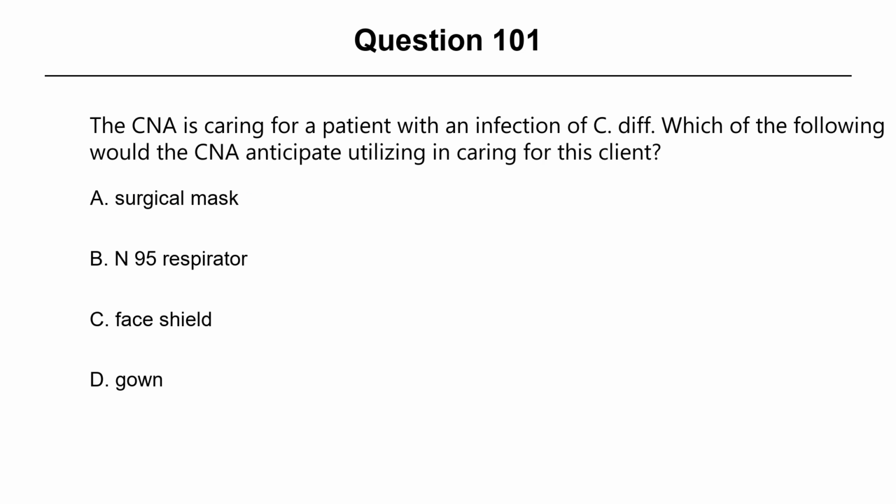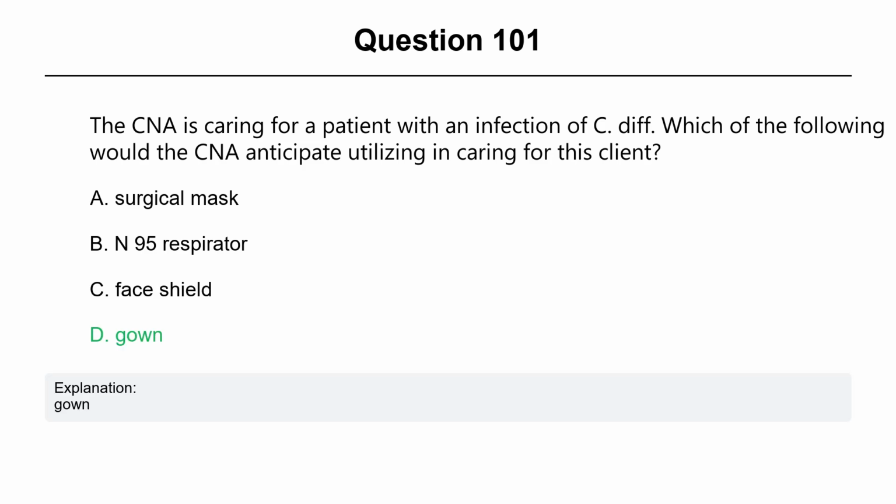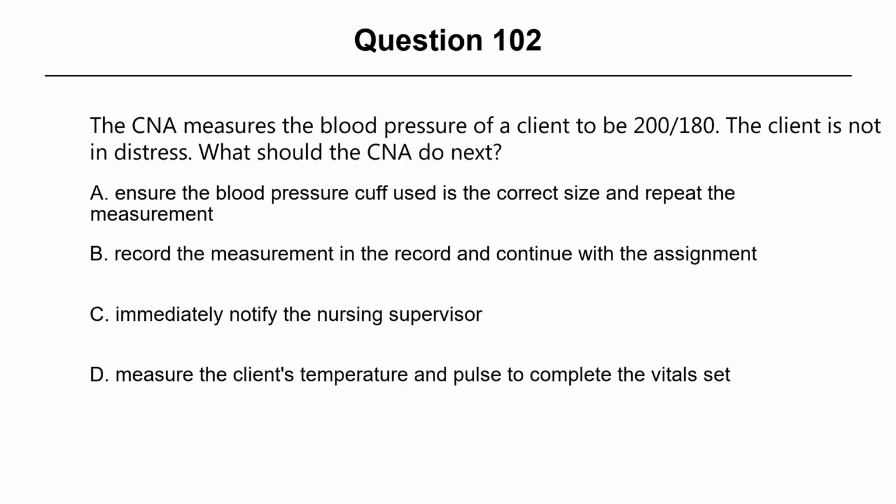Question 101. The CNA is caring for a patient with an infection of C. diff. Which of the following would the CNA anticipate utilizing in caring for this client? Option A, surgical mask. Option B, N95 respirator. Option C, face shield. Option D, gown. The correct answer is option D, gown.